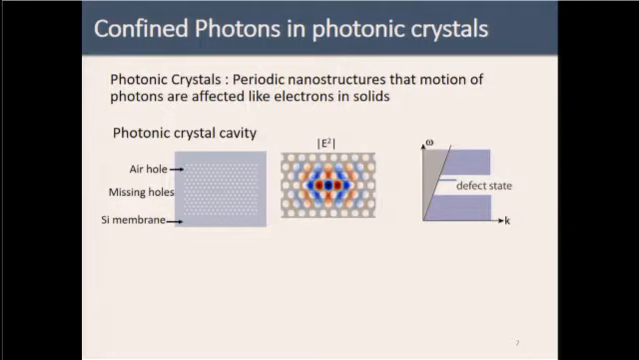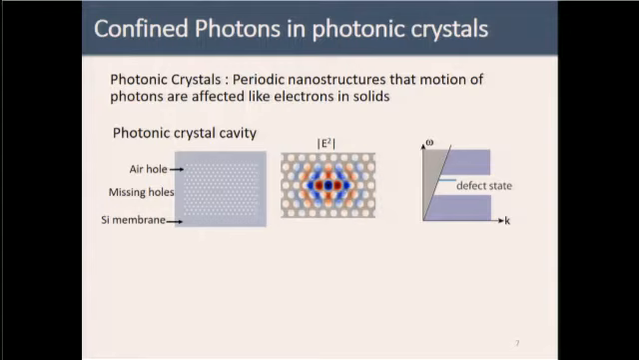And now I also want to mention the confined photons in photonic crystal structures. Photonic crystals, simply put, are periodic nanostructures inside which the motion of photons is affected, like electrons in solids. I'm going to give you two examples to briefly understand how it works.